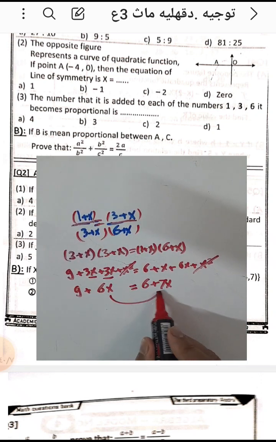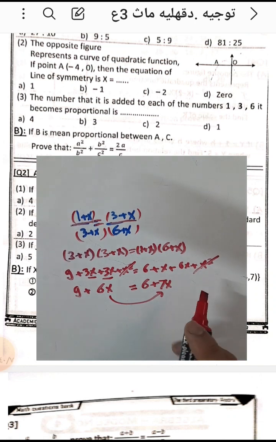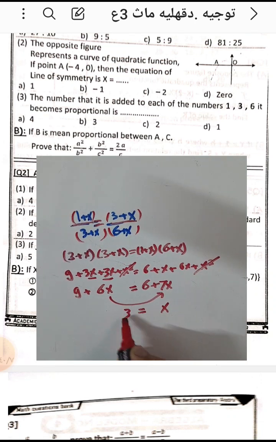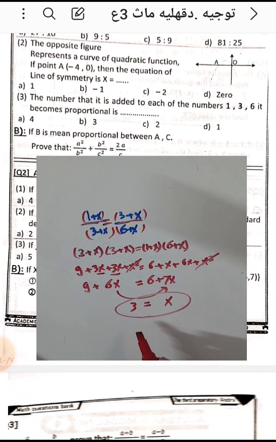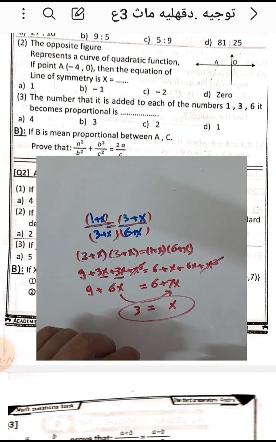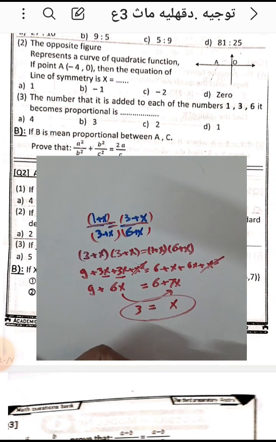You can simplify it, move 6x to the right hand side. 7x minus 6x is x, and 9 minus 6 is 3. Then x will be 3. Choose letter B. Then the number will be 3. If we add it to 1, 3, 6, they become proportional. The number will be 3.